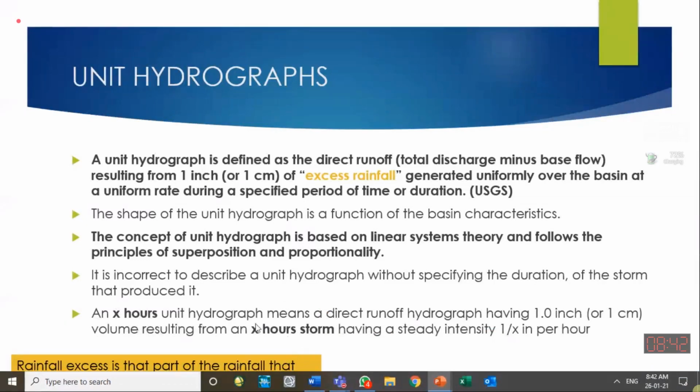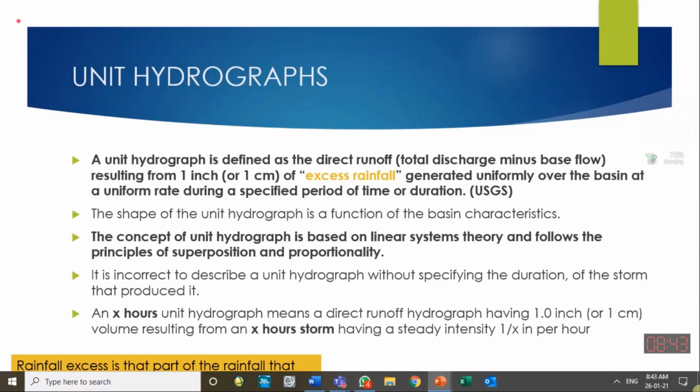So this X is relevant to the storm duration, having a steady intensity. So what will its intensity become? If total volume is 1 inch and storm duration is X hours, the intensity will be 1 over X inches of rainfall per hour. So intensity is the rate of the rainfall.